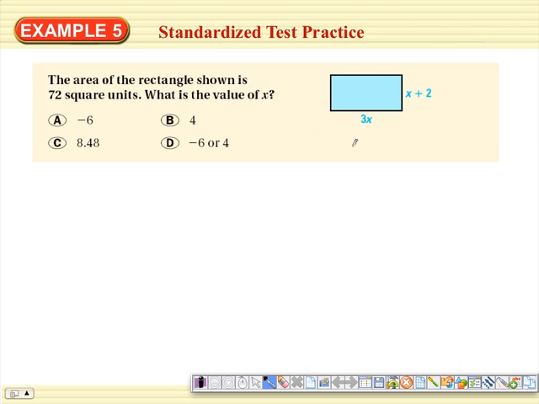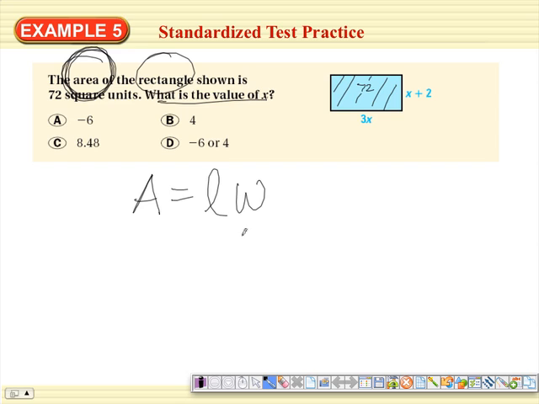Example 5. Here we go. They give you a rectangle, and they say the area of this rectangle is 72. That's the area of it. What is the value of x? We have to come up with a what? Equation. So what is this equation going to be about? It's all about the area of a rectangle. So the first thing that I would think is, okay, how do you find the area of a rectangle? A equals length times width, right? A equals length times width.